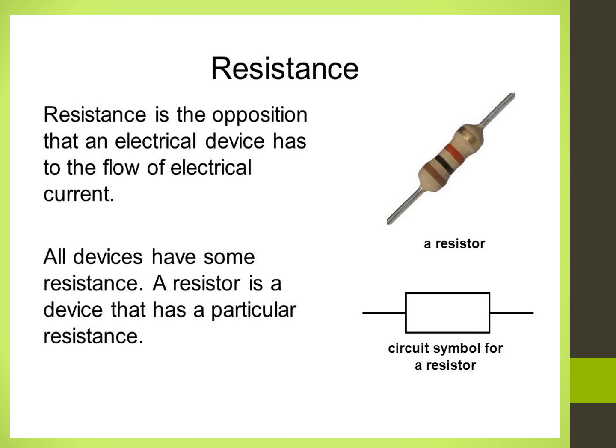We can also control the amount of flow of current in a circuit with the help of resistance. What is resistance? It controls the amount of flow of current in a circuit.